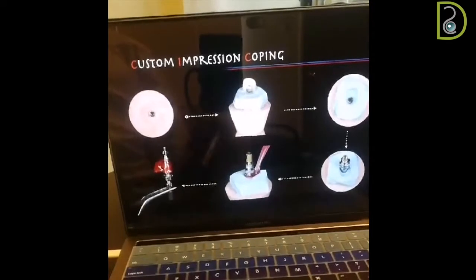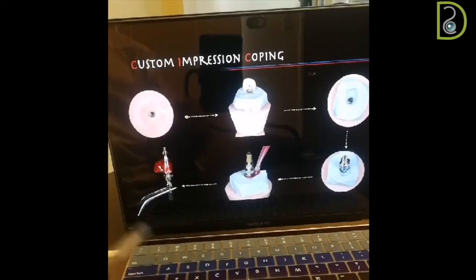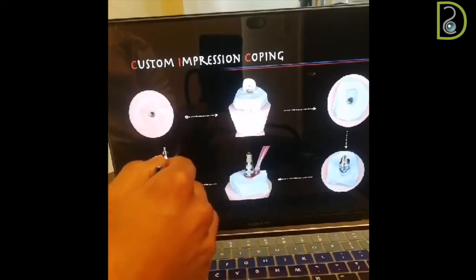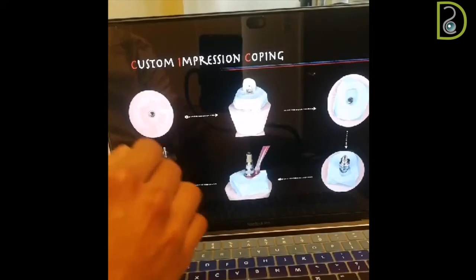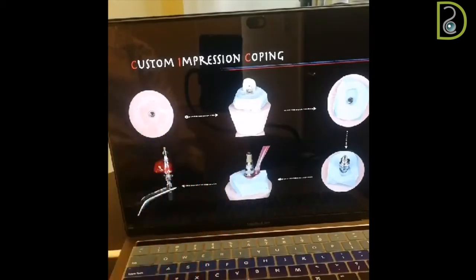So every time you are dealing with, even if you are dealing with a delayed situation, when you place an implant in the aesthetic zone and you did the provisional restoration, later on if you like how the tissue looks, you can do this technique and provide your restoring dentist or the prosthodontist the custom impression coping so he can mimic exactly what you did.